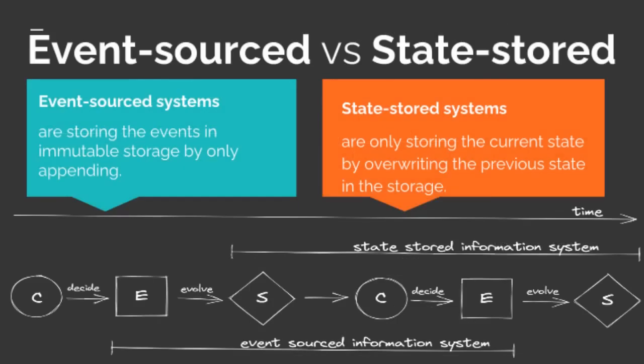Event-sourced systems are storing the events in immutable storage by only appending. The current state can always be evolved out of these events, preserving the perfect audit trail of all business decisions you have made in the past. State-stored systems are traditional systems that are only storing the current state by overwriting the previous state in the storage. Being efficient with storage usually requires reopening the design of existing tables as we add new features to our system. Information is far more valuable than the price of the storage these days.